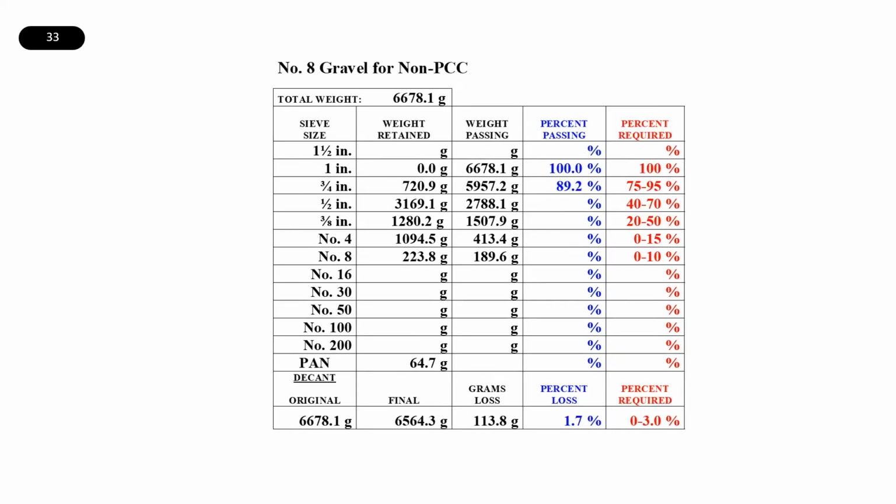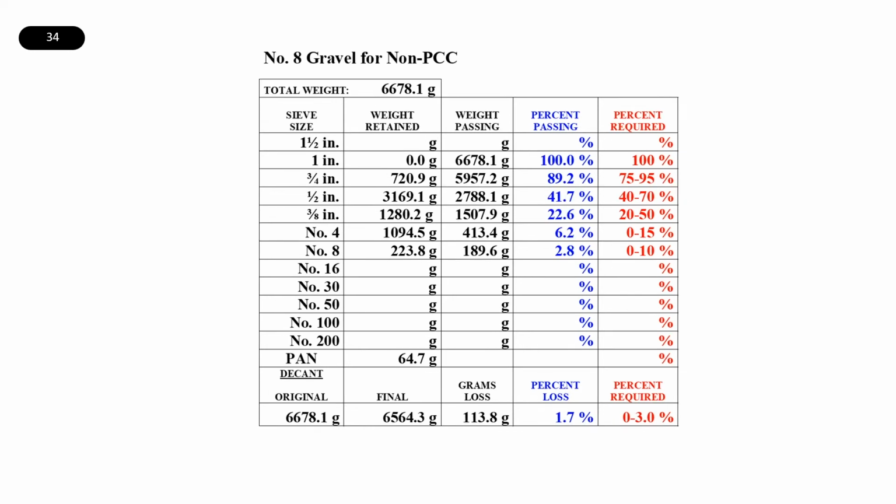For the 3/4 inch sieve, the weight passing is 5957.2 grams divided by the total dry sample weight of 6678.1 grams times 100 equals 89.2%. Calculate the percent passing to the nearest 0.1% for the remaining sieves. Pause the video while you work this step on your own. The answer is on the next slide. The percent passing each sieve is shown here.